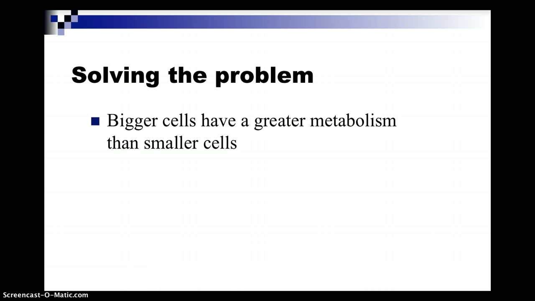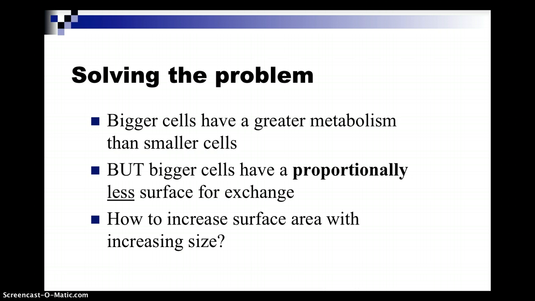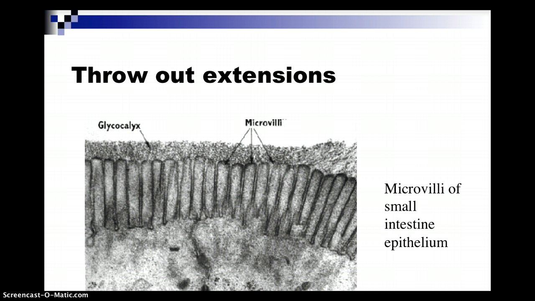Well, the problem is that bigger cells have more metabolism, but they have a harder time getting substances in and out of the cells. So there's going to be some limit to the size of cells. And one way that organisms get around this limit is to become multicellular.